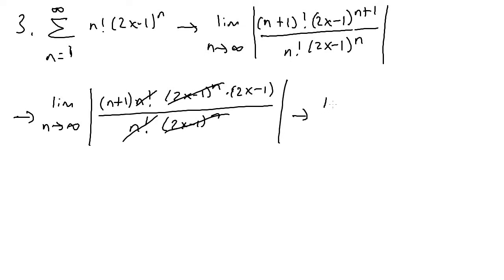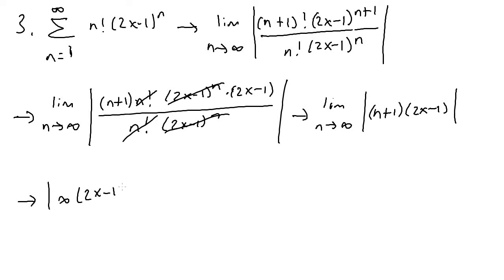So we're going to be left with the limit as n approaches infinity of the absolute value of n plus 1 times 2x minus 1. So when I plug in infinity for n, infinity plus 1 is obviously infinity. So we'll get the absolute value of infinity times 2x minus 1. Now infinity times any number is obviously still infinity, and the absolute value of infinity is infinity. So in the ratio test, once again, we're going to set it less than 1 to find the interval of convergence.